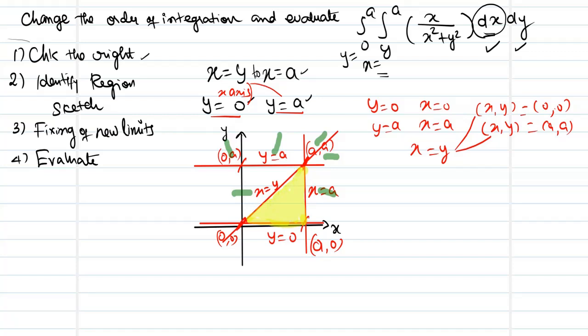So I am done with my region. So the second point is also over. So moving on to the third point. What does our third point say? Third point is fixing the limit. How to fix the limit?